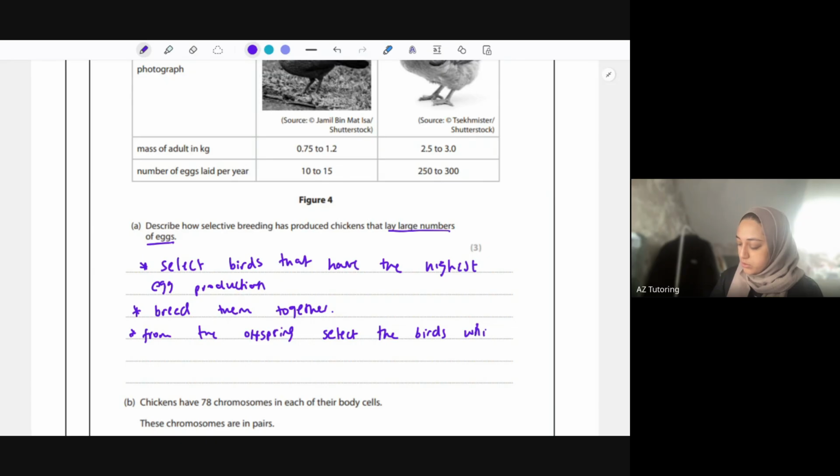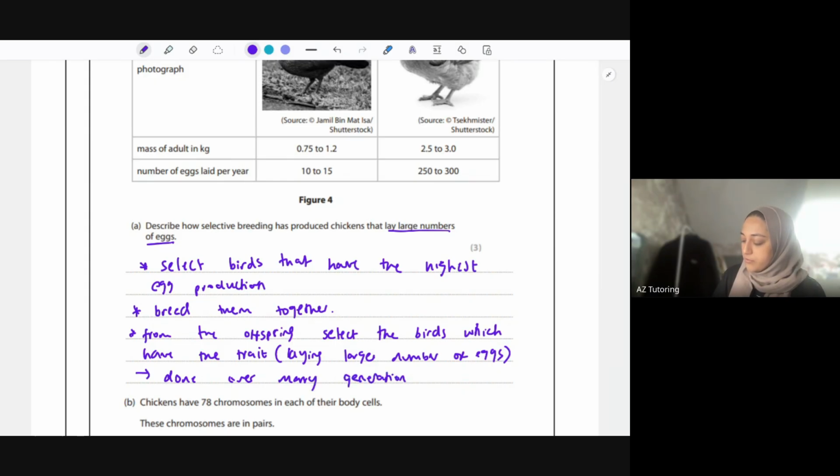which have the trait. You could even be more explicit, the trait of laying large number of eggs. And this is done over many generations. So by many generations, once them 2 birds have had offspring, you've selected that offspring which has the best eggs. You then keep repeating that cycle over many generations, and that's selective breeding.